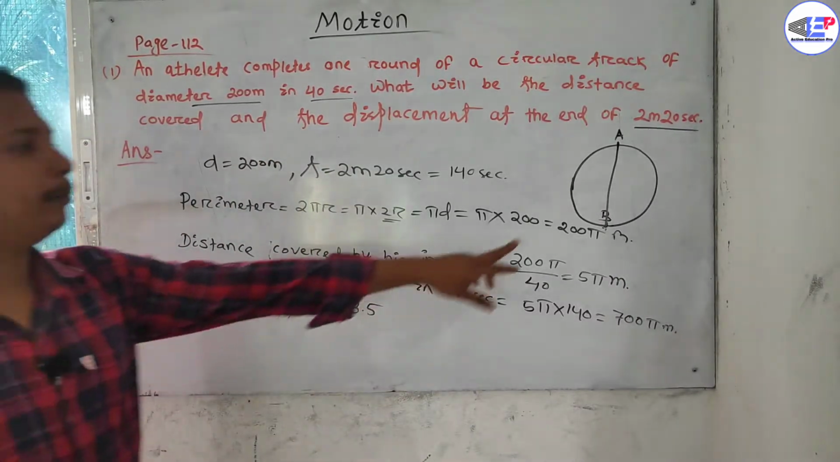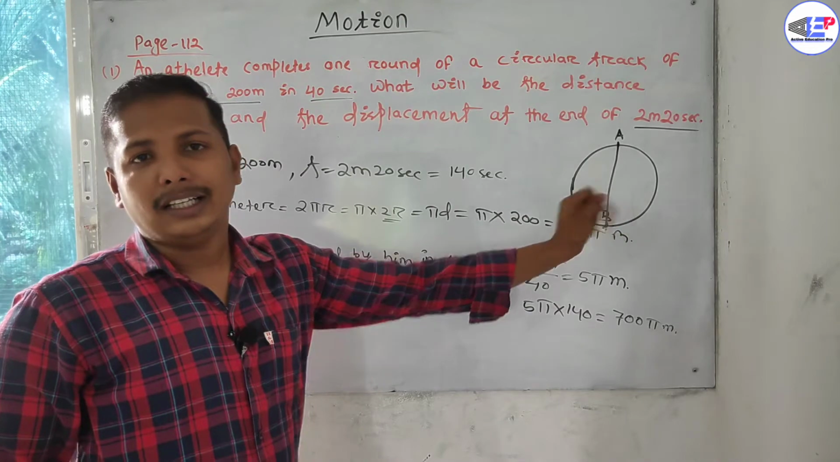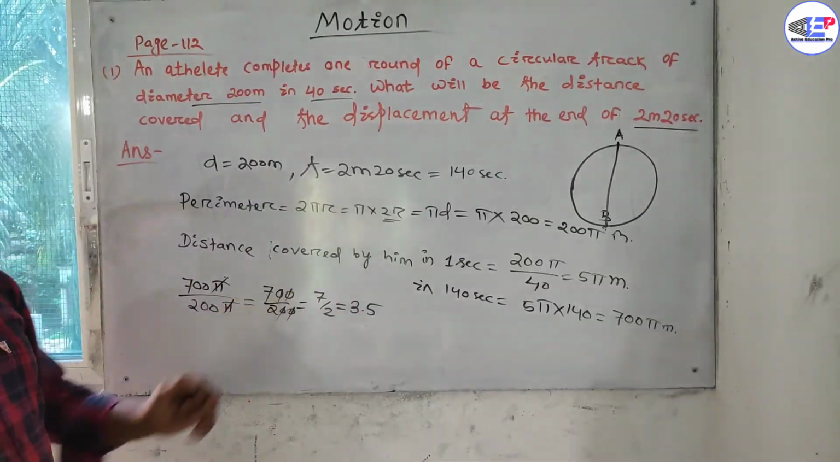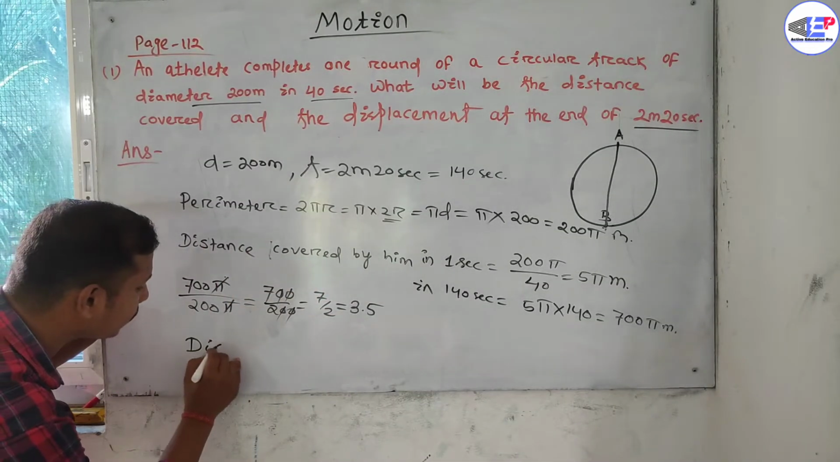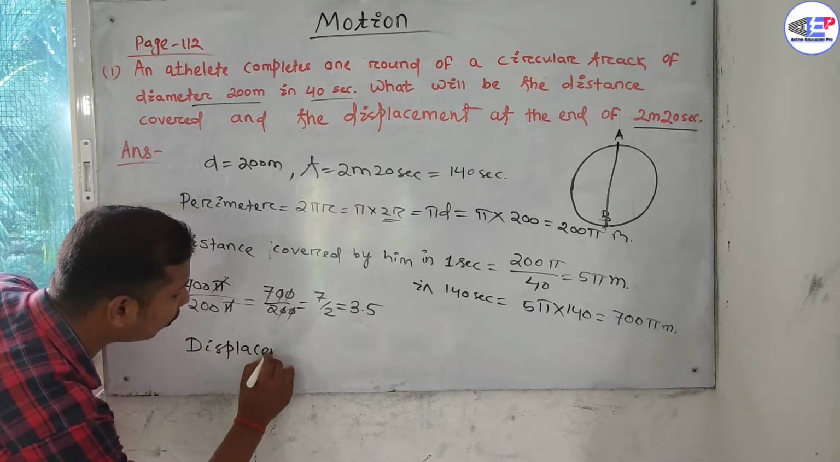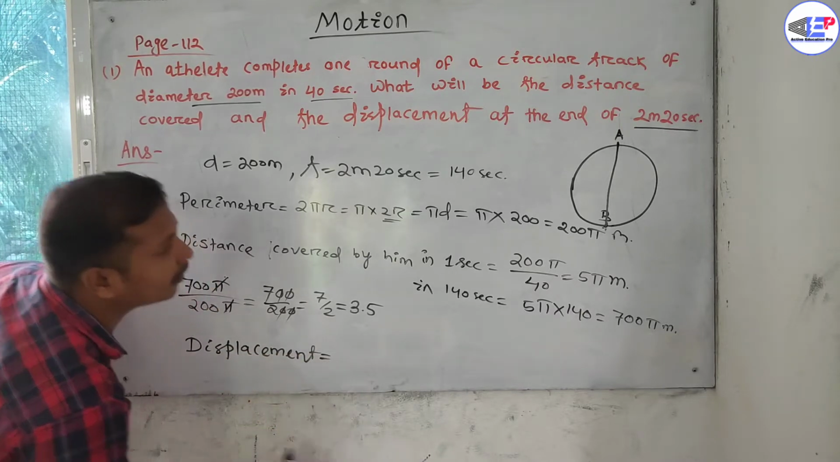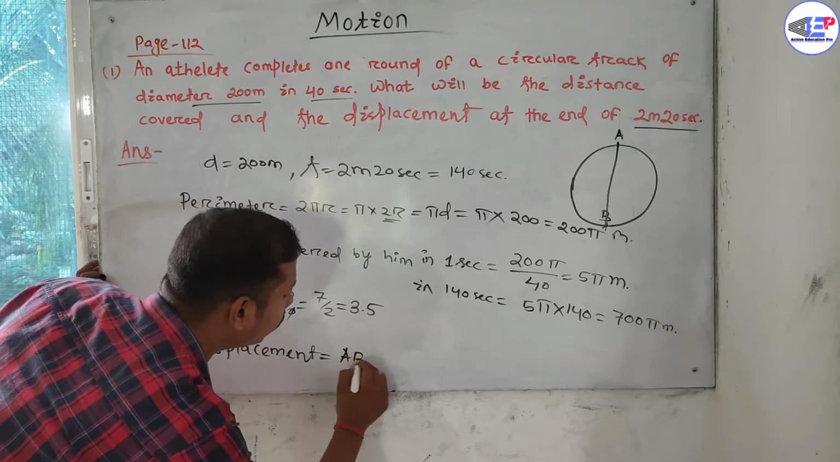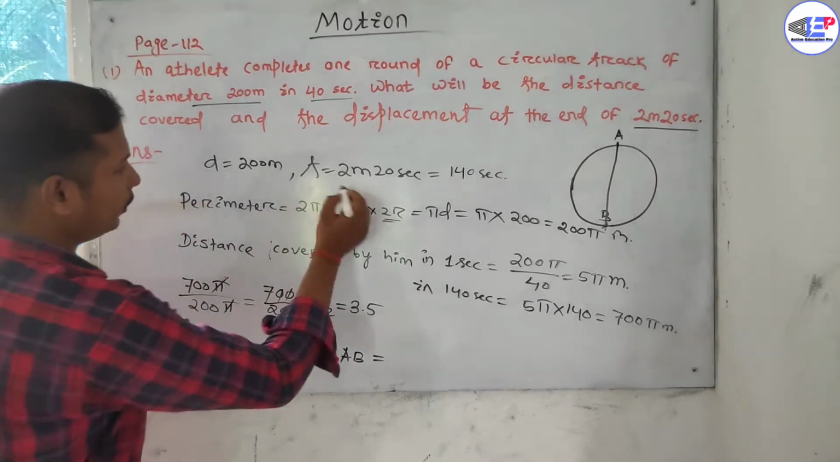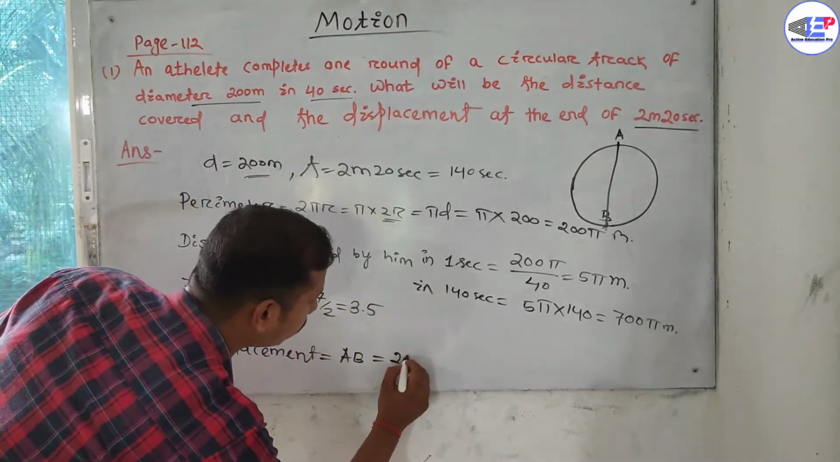We know that AB is the diameter of the circular track. That means the displacement here will be equal to the diameter AB, which is 200 meter.